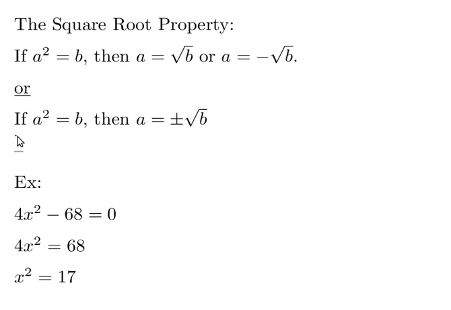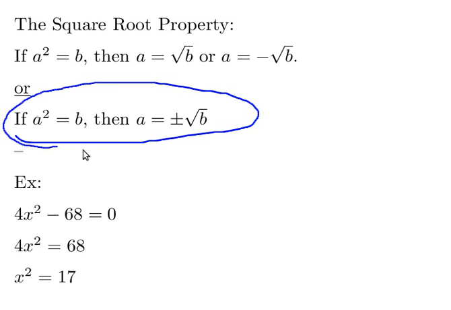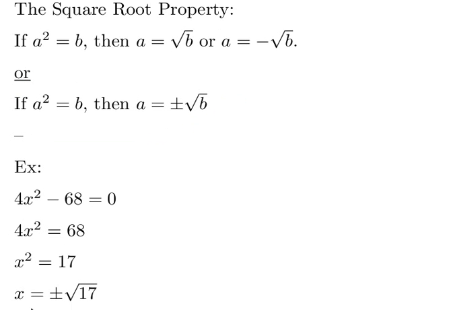So now I'm going to use the second formulation, the second form, more or less, just because we're going to see that occasionally, so I want to use it. So we have that x equals plus or minus square root of 17. So x equals plus or minus the square root of 17.